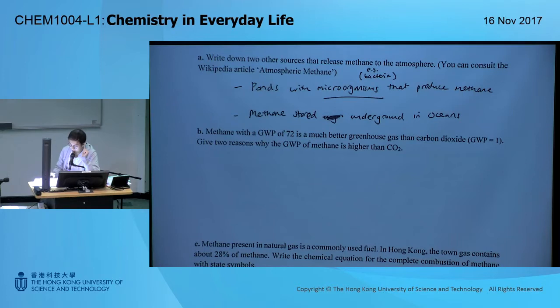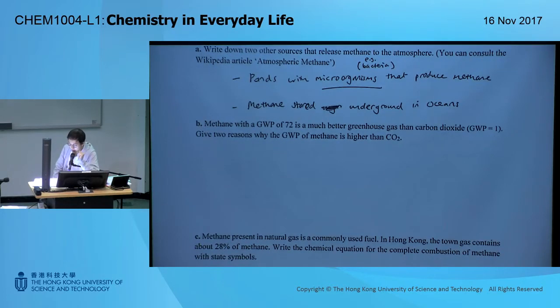Okay, so let's do a real question. Methane has a GWP, global warming potential, of 72. It's a much better greenhouse gas than carbon dioxide, which has a GWP of 1. Give two reasons why the GWP of methane is higher than carbon dioxide. Okay, so the two reasons of that.